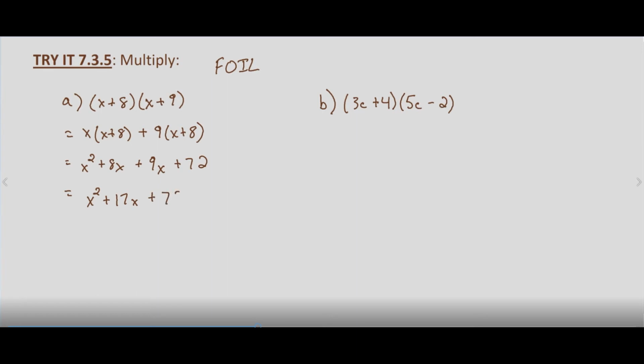Combine like terms and we get x squared plus 17x plus 72. Now if you'll notice, this is essentially the same thing as FOIL. If we did FOIL, we'd end up with first x times x, which is x squared, outside x times 9, which is going to be 9x, inside 8 times x, which is going to be 8x, and then last 8 times 9, which is 72. So either way will work. You should end up getting x squared plus 17x plus 72, regardless of which method you use.